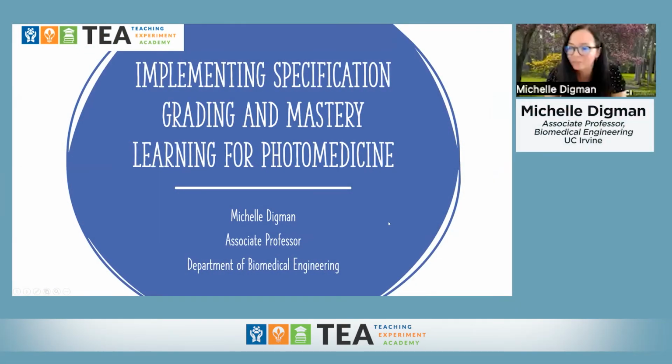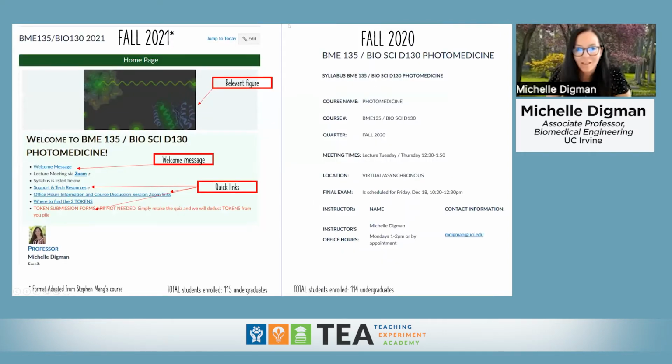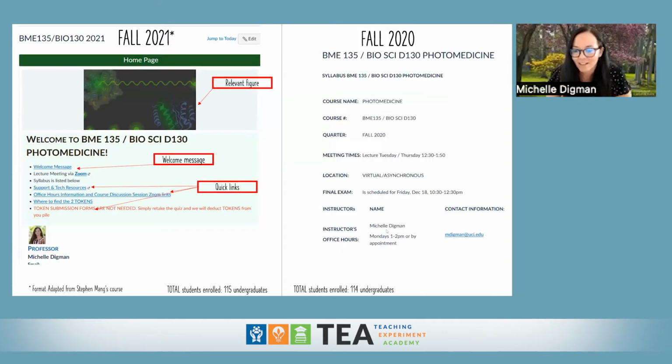Thank you so much for giving me this opportunity to share my journey implementing specification grading and mastery learning for a course that I teach called photomedicine. First, I just wanted to show you the difference between what I did in Canvas in fall of 2020 compared to fall of 2021.